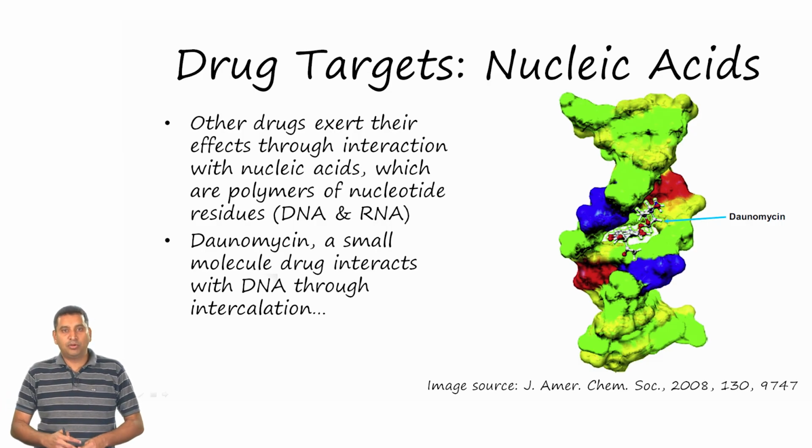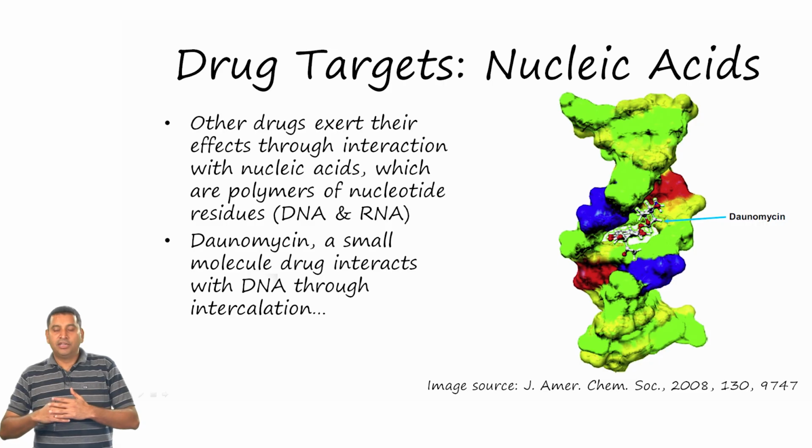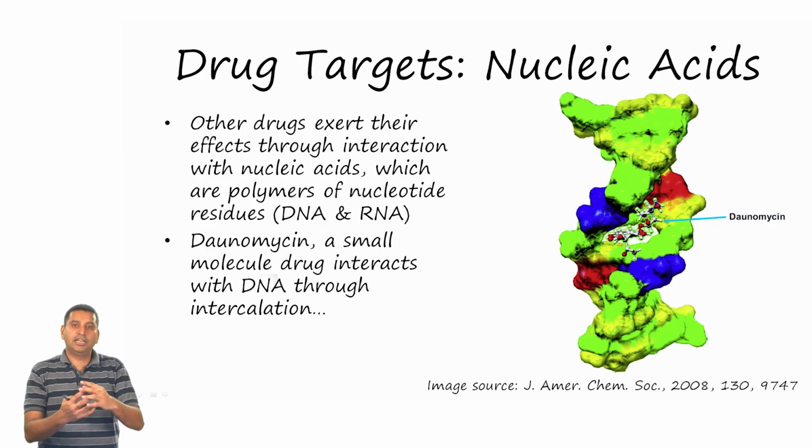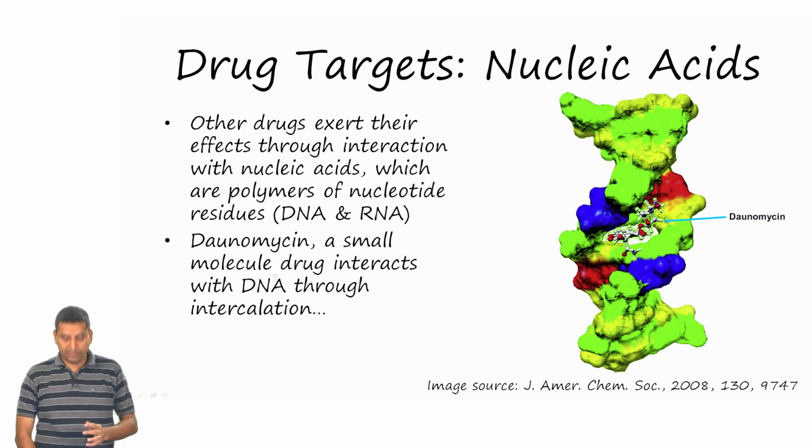So, here is an example of daunomycin, which through computational modeling has been shown to intercalate in DNA. We will look in detail later as to what the process of intercalation is, but suffice to say now that intercalation produces enough damage to the structure of DNA that it ultimately results in cell death. So, therefore, this drug, or intercalating agents, have been used in the treatment of cancer.